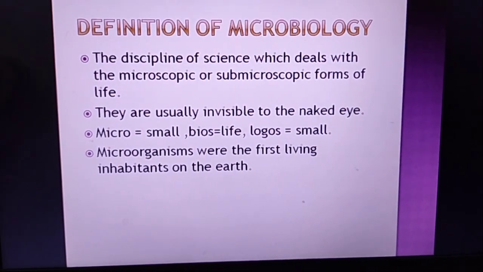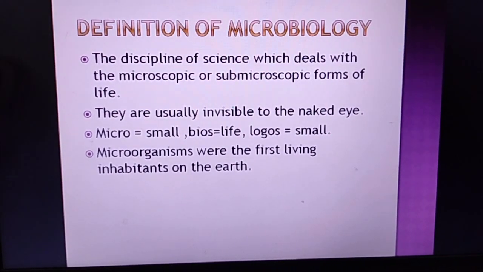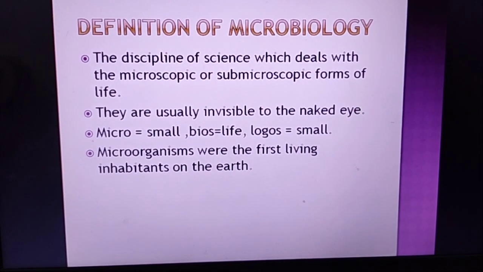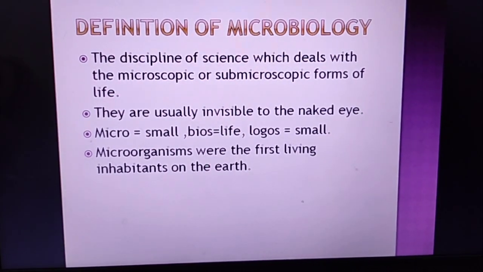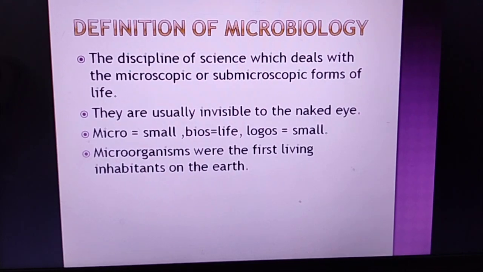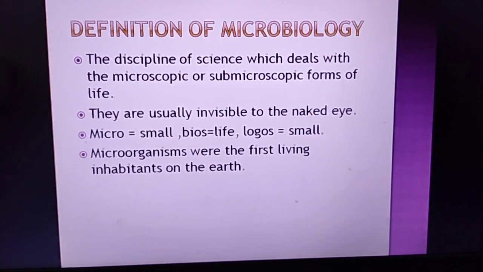Another important thing is that microorganisms were the first living inhabitants on the earth. It was discovered by the scientists that the microorganisms were the first living inhabitants on the earth.